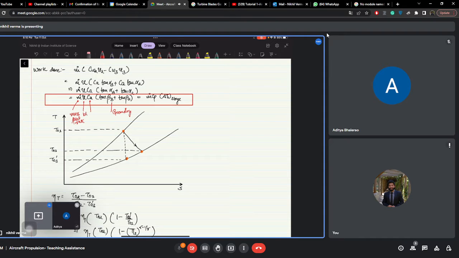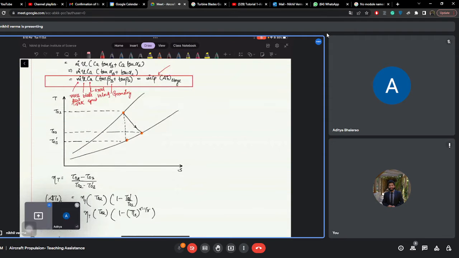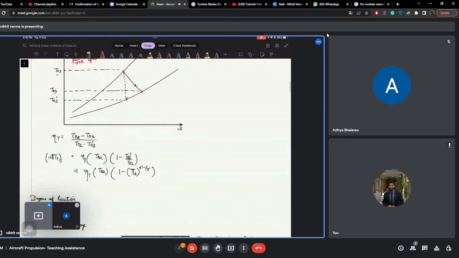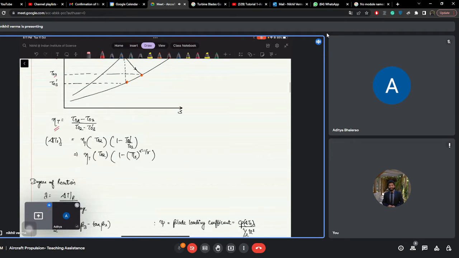This is your blade speed, and this is your axial velocity. And this should be equal to, according to thermodynamics, the rate of change of enthalpy of the gases. So if you see the TS diagram for this, this is your T naught 2 and this is T naught 3. So this is how we have defined our efficiency for a particular stage.